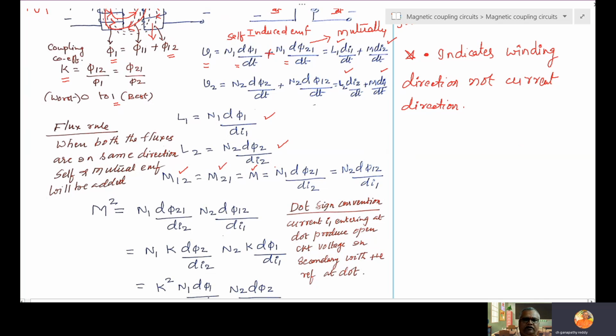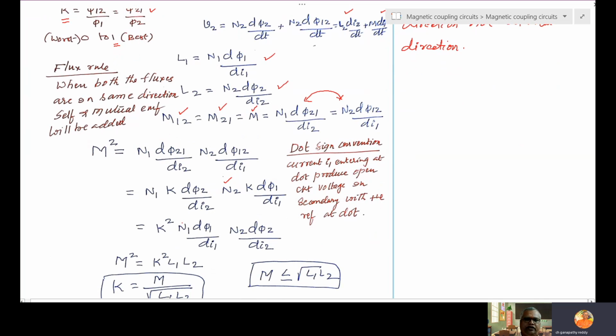Next, M squared: M into M squared. So just multiply these two products to get M squared. So now what is phi1? phi1 is k times phi2. Here k is a constant taken out, d phi2 by di2, N2 as it is. Then phi12 is k times phi1. So k d phi1 by di1.